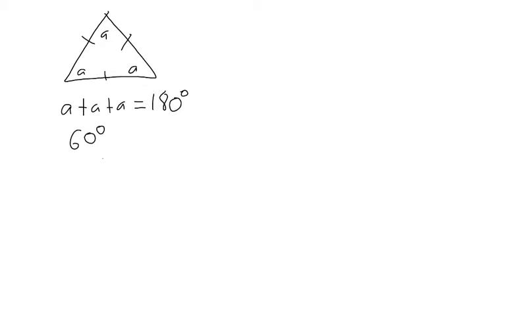Next is an isosceles triangle. Now, an isosceles triangle has two sides the same. That means they also have two angles the same. So we have an equilateral triangle, where all three sides are the same, which means three angles are the same. Then we have an isosceles triangle, which means we have two sides the same and two angles the same. All right, next we have what's called a scalene triangle.